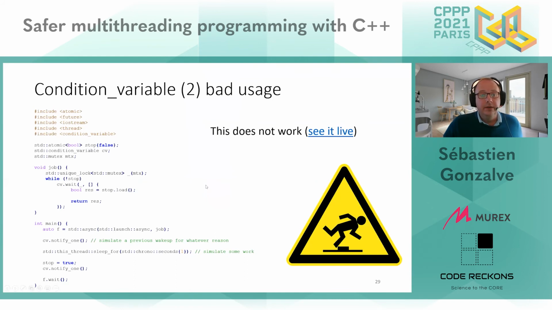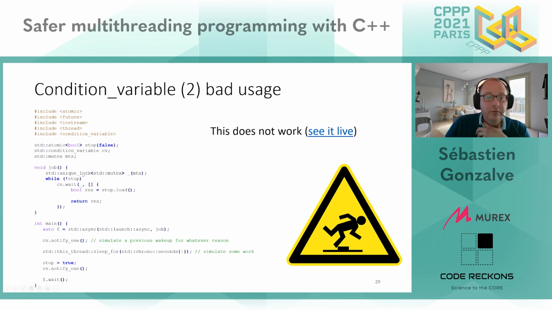Here is another bad usage of condition variable, especially using atomic. I already told you that using atomic with a condition variable is usually useless because you need to use a mutex. So here I just put this job that is waiting for stop and loading stuff, just to check if it's needed to be stopped. I take the lock, I check if I can stop, and then I go in the lambda waiting. Here is my predicate.